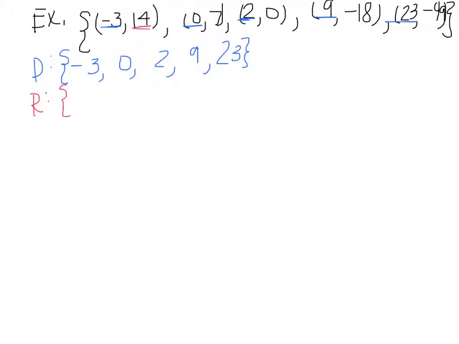And then the range, those are your Y coordinates, and I'm doing those in pink. So we have 14, 7, 0, -18, and -99. And the good thing about this is alphabetical order. D comes before R, X comes before Y. And even input comes before output, I before O.